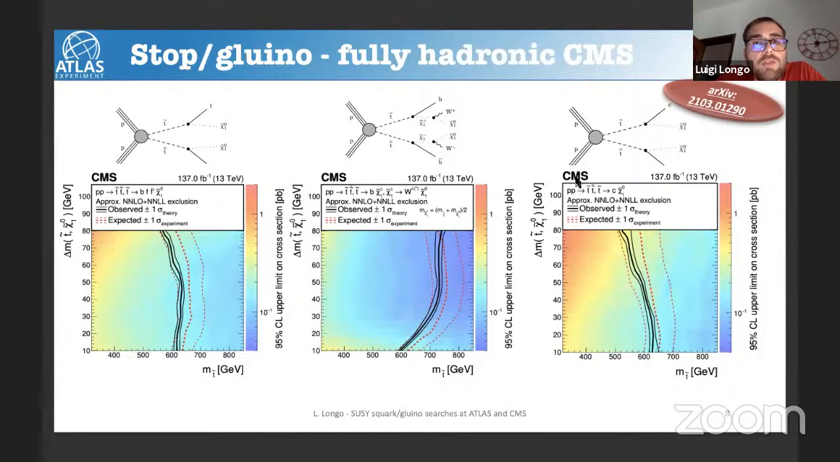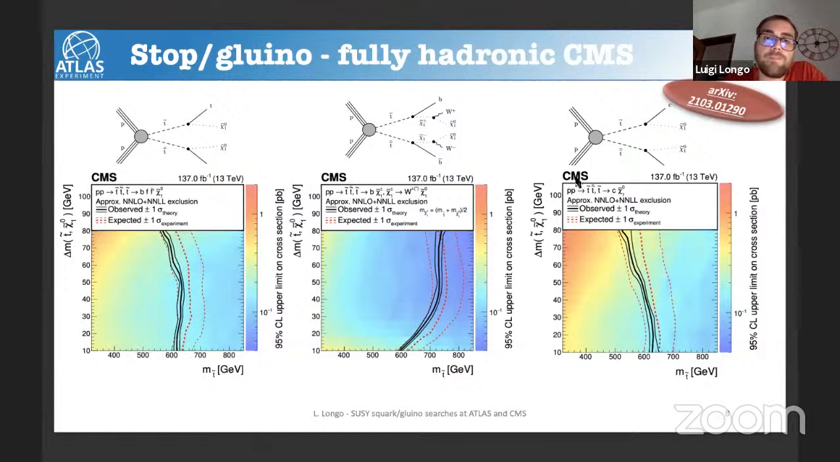And here you can see, for the three different signal models that have been considered, which regions were excluded, and we were able to reach exclusion for small delta m differences up to 600, 700 GeV for the stop mass.